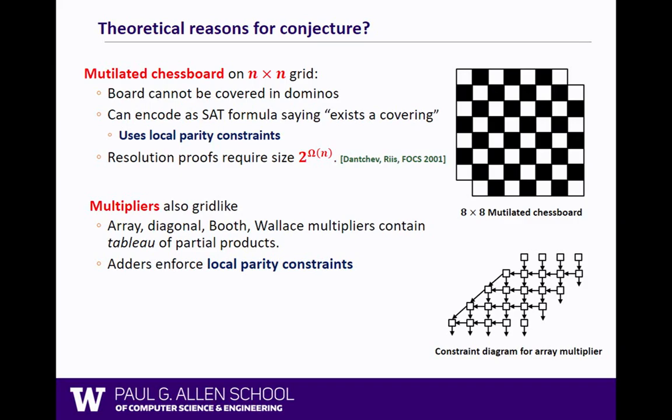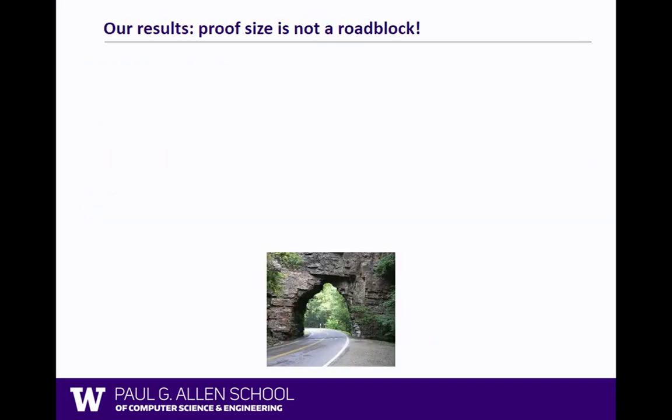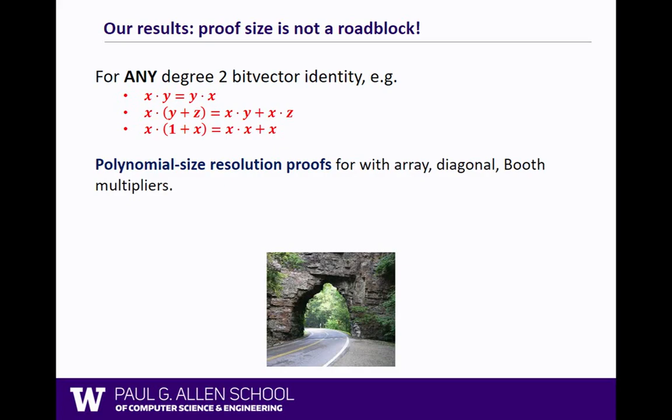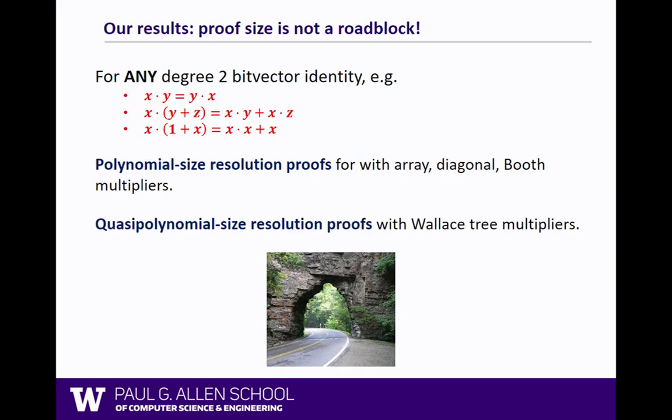Okay, so our result is actually that the conjecture is false. Great news. Proof size is not a roadblock for us. So we found that actually for any degree 2 bit vector identity, for example, commutativity, distributivity, and so on, we found polynomial size regular resolution proofs when we use array, diagonal, and Booth multipliers, as well as quasi-polynomial size proofs when we use Wallace tree multipliers.